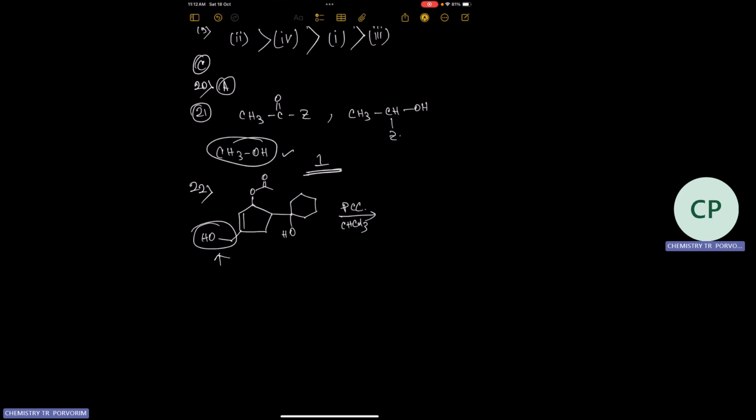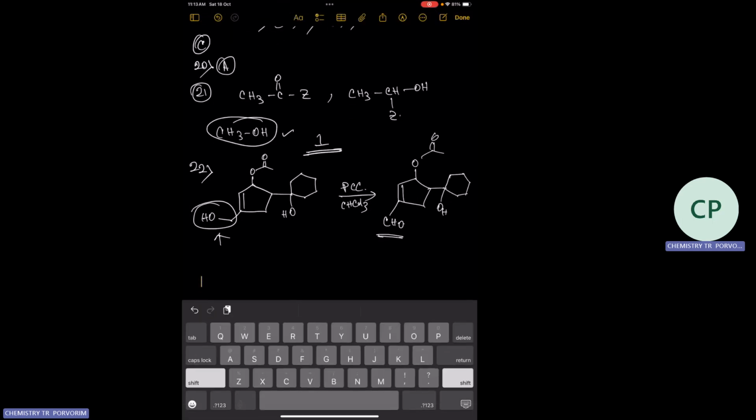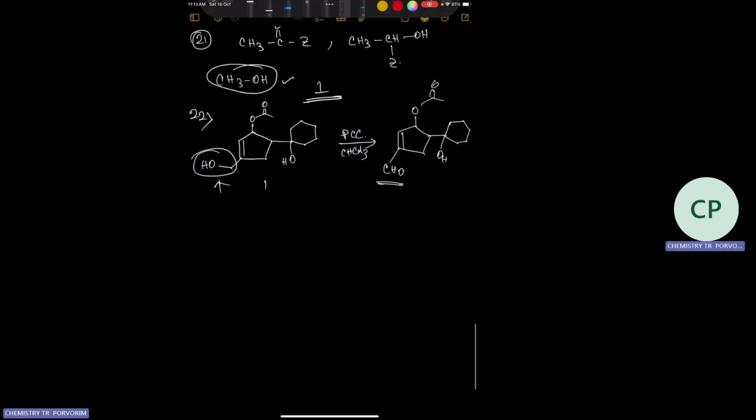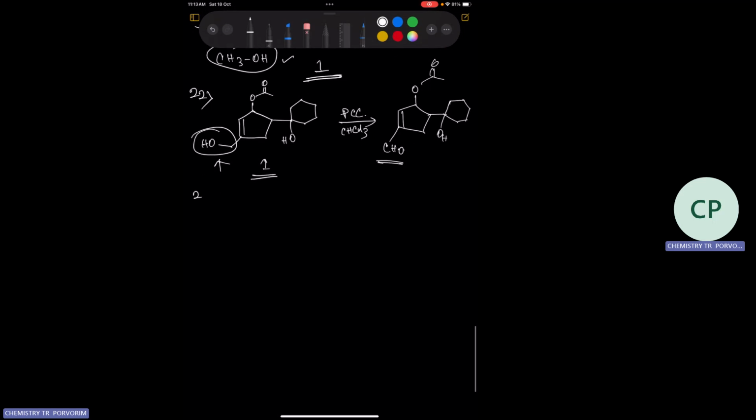The product should be like this, CHO, and the rest of the things are there, and there is an OH, and the rest of the things are as they are. So this is the change. Only one functional group, alcohol, is converted to aldehyde. So its answer is also 1. This is a numerical type question.